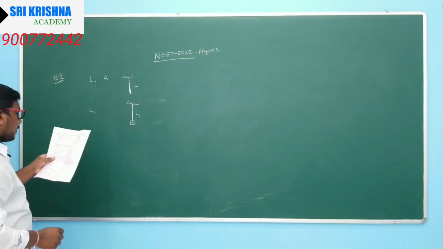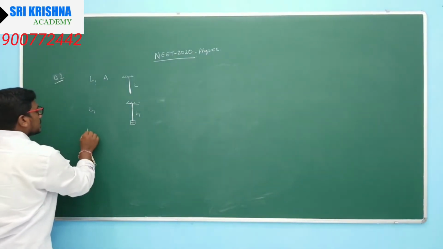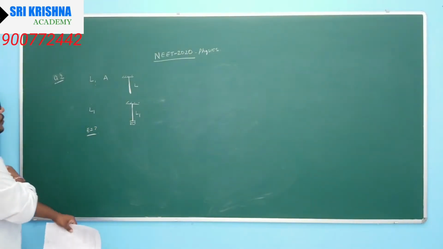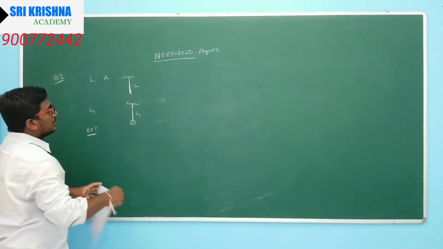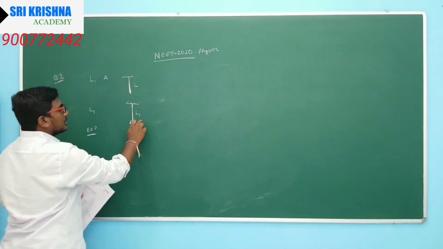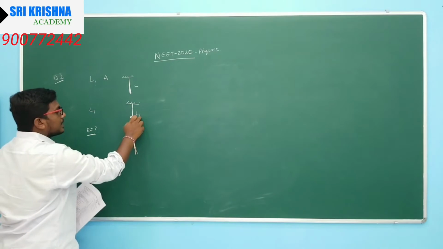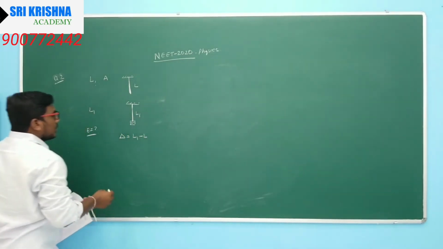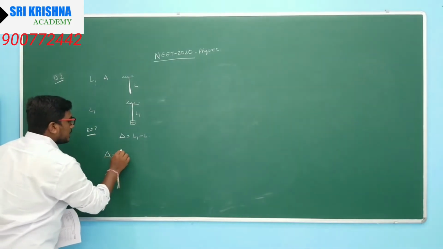So what is the expression for the Young's modulus? He is asking what is the expression for the Young's modulus. So let's see how much is the elongation here. Initially it was L, after mass is suspended it is L1. So the change in length is L1 minus L.